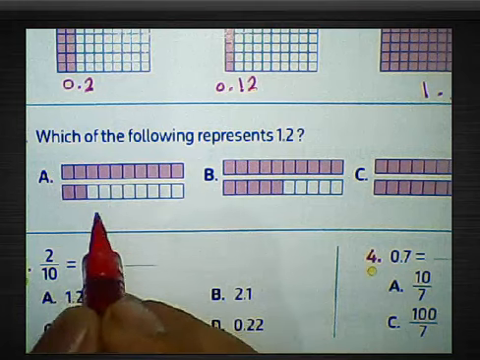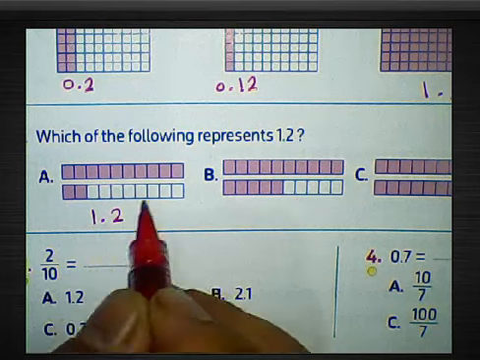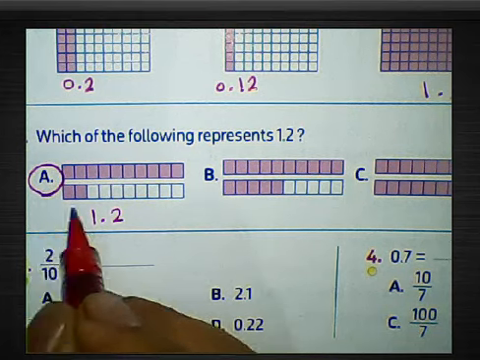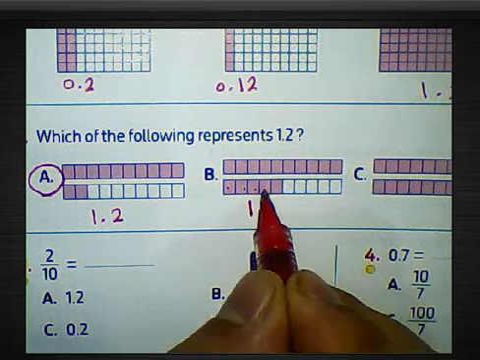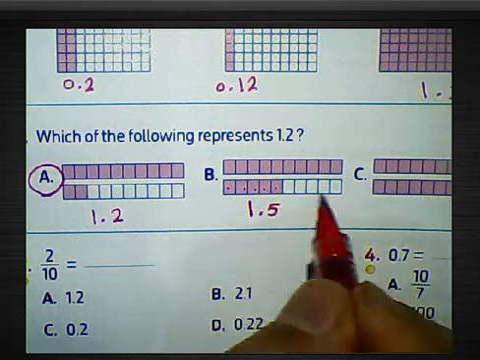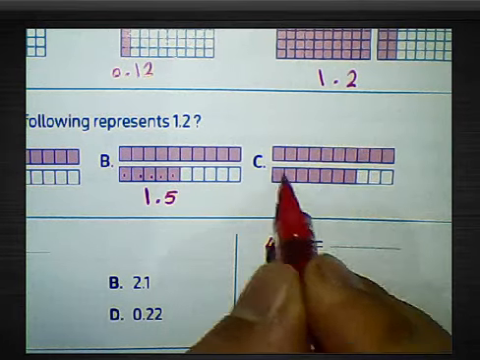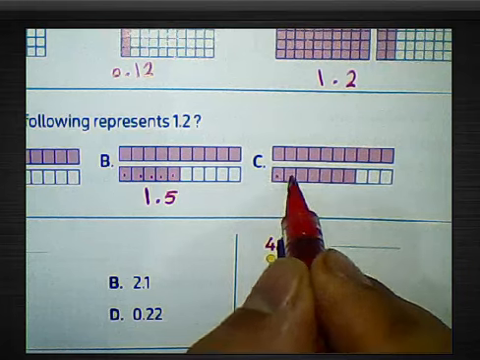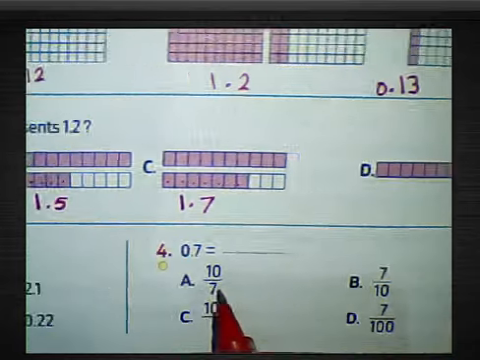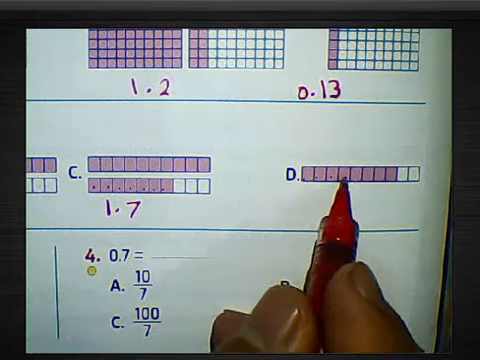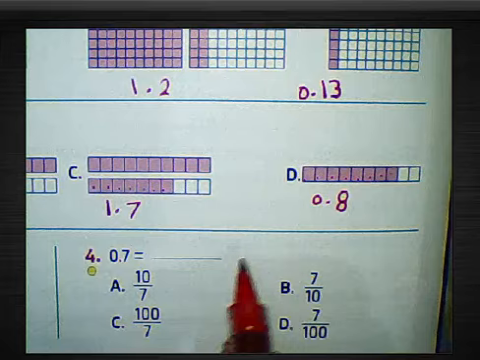First we have 1 whole number here and 2 from 10. 2 from 10 will be 2 tenths, 1.2. Choose letter A. In letter B we have 1 here and 1, 2, 3, 4, 5, so 5 tenths. In C we have 1 whole here and 1, 2, 3, 4, 5, 6, 7, so 7 tenths. And here he colored 1, 2, 3, 4, 5, 6, 7, 8, so 0.8. He colored 8 from 10.